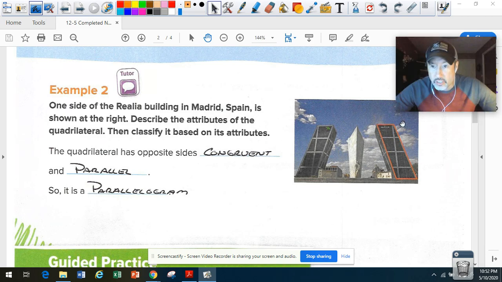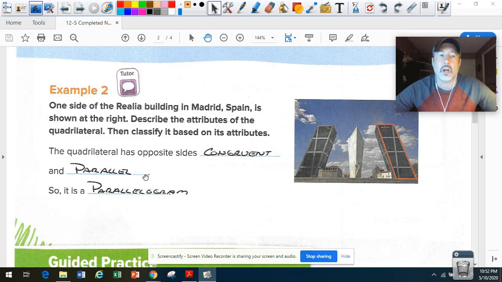We're talking about this right here. The opposite sides are congruent. This side here is congruent with this side, and this side here is congruent with that side. So that's good to know there. And it says they are parallel. This side here is parallel to this side here, and this side here is parallel to that side there.